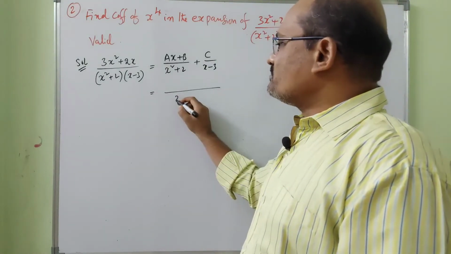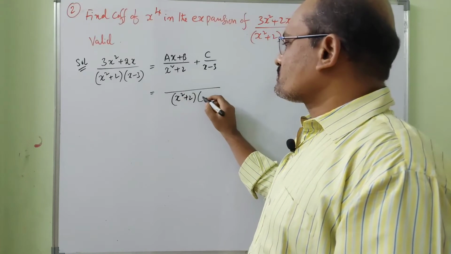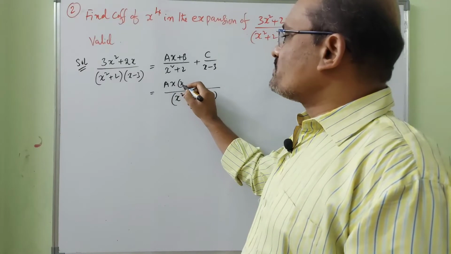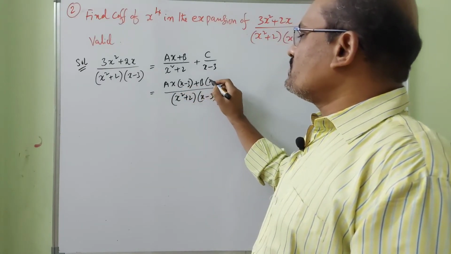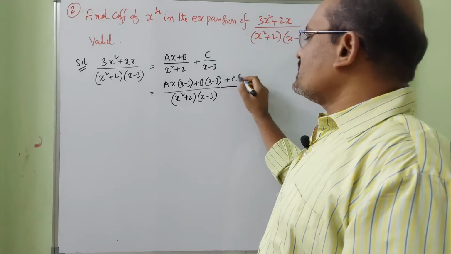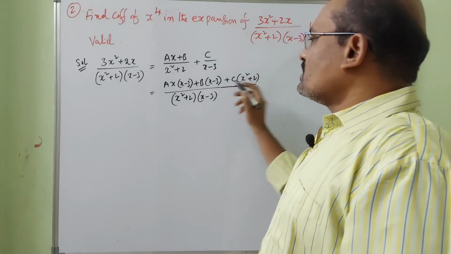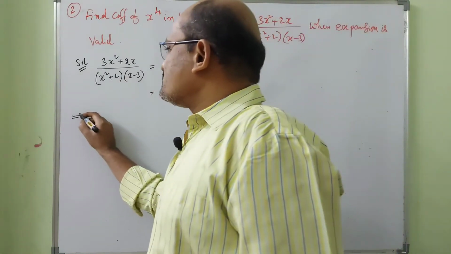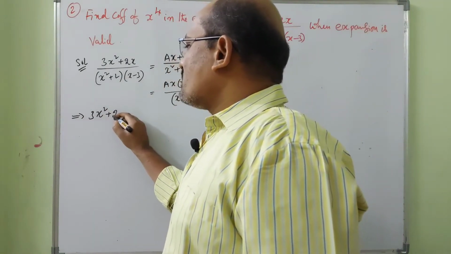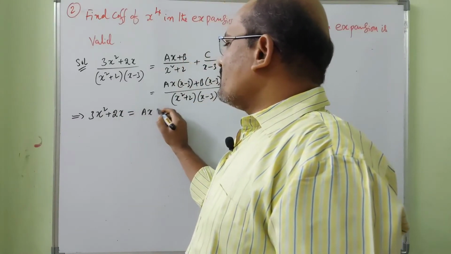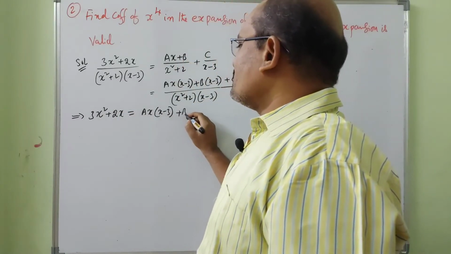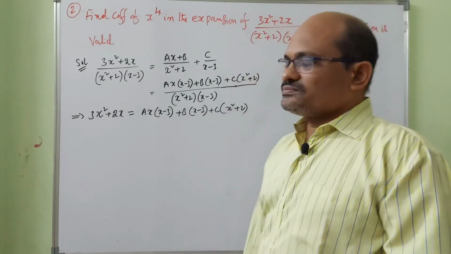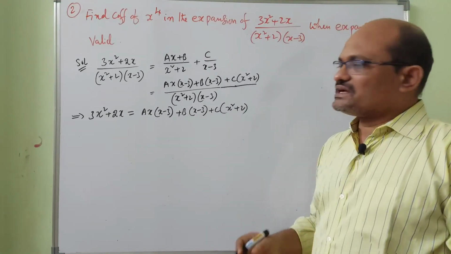For that take LCM. Multiply a into x minus 3 plus b into x minus 3 plus c into x square plus 2. Look, on both sides the denominators get cancelled, equate numerators. 3x square plus 2x is equal to a into x minus 3 plus b into x minus 3 plus c into x square plus 2. Equate numerators on both sides.